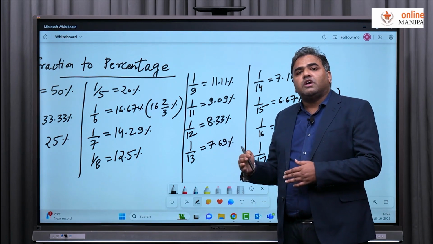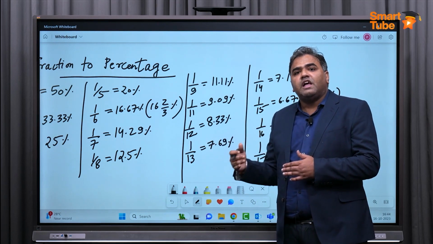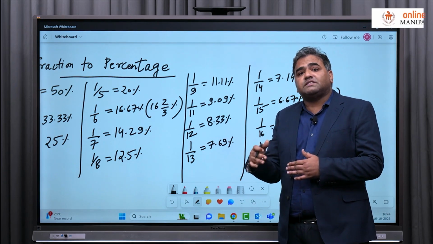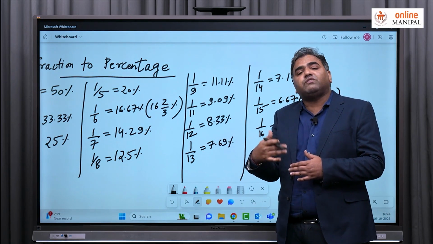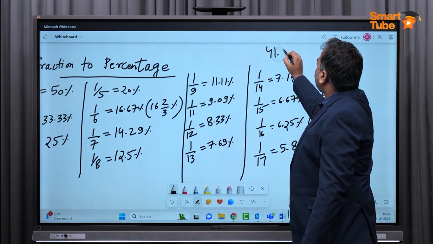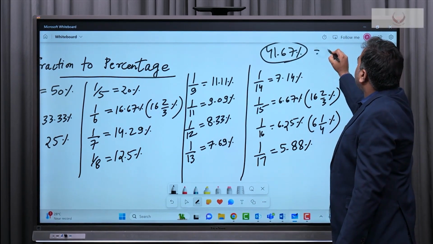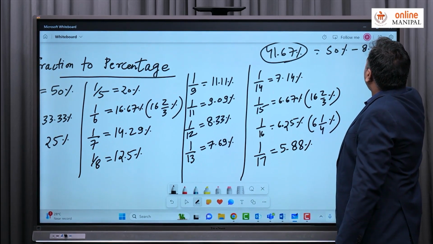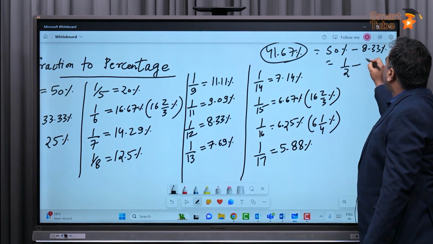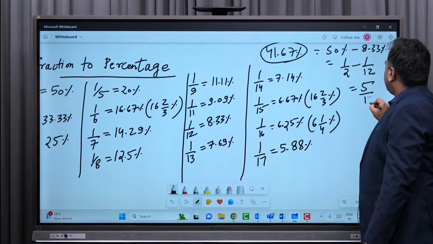Once you know these values, your further calculation will become very easy. Like if you know 1 by 3 is 33.33%, then you know what is 2 by 3. It would be 66.67%. If you know 1 by 6 is 16.67%, you can easily find what is 5 by 6, 83.33%. If I am asking you 41.67%, if you want to know, this is nothing but 50 minus 8.33%. Okay, 50 is what? 1 by 2. 8.33 is what? 1 by 12. So if you do this LCM and all, you will get 5 by 12.